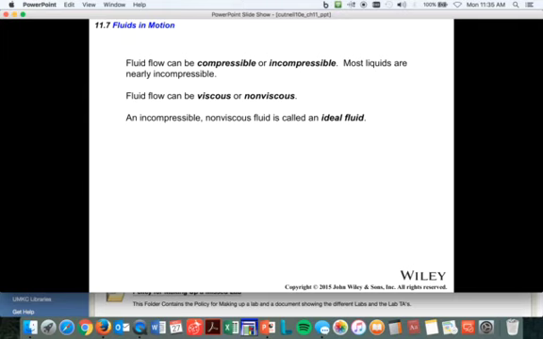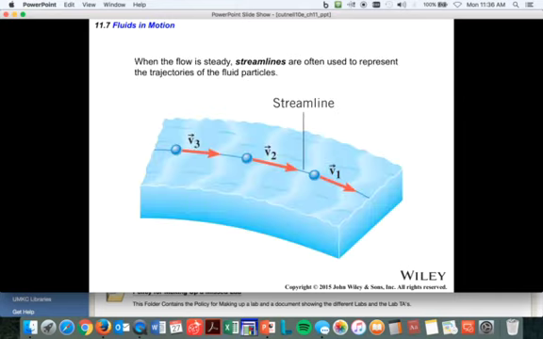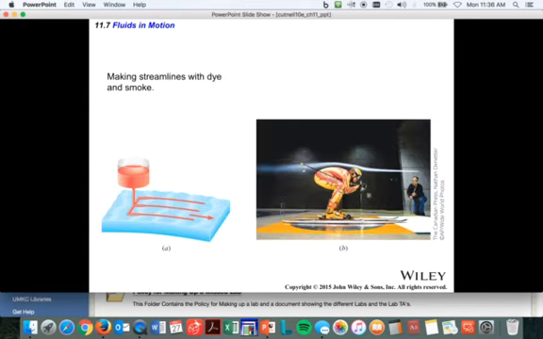Most fluid flow can be viscous or non-viscous. We're going to look at non-viscous fluids. Viscous fluids are those goopy fluids, like I said, oil and honey, and so we're going to look at ideal fluids. The idea is pretty darn simple. When the flow is steady, streamlines are often used to represent the trajectories of the fluid particles. So we just treat the water coming out of the hose as if it's a car moving with a certain velocity, basically.